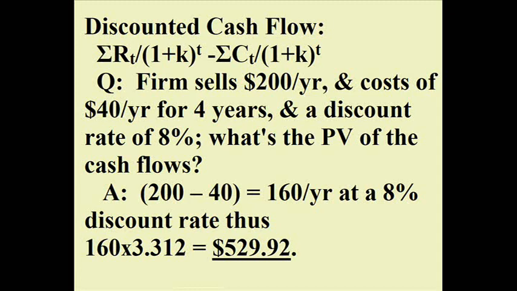But first, let's say a firm sells $200 a year, has costs of 40. We're going to go across 4 years, and we're going to use a discount rate of 8%. What's the present value? Well, we have 200 minus the 40 gives us 160 a year, and we're going to look at an 8% discount rate, go to the table, we get 529 and some change. But we're going to throw the tax in there a little bit later.